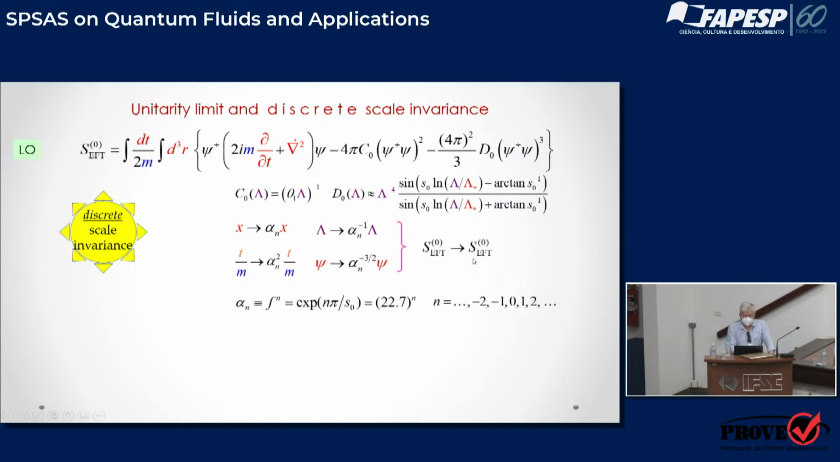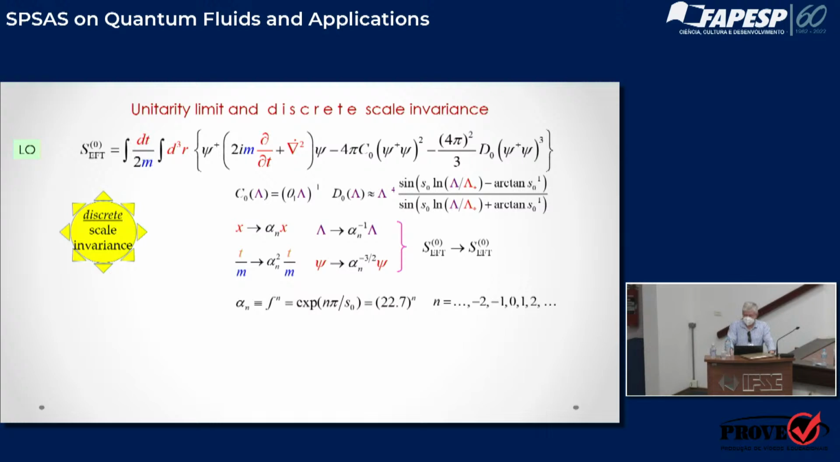So if I now look at my action at leading order with the three-body force, these first two terms are what I had before when I discussed the two-body system with continuous scale invariance. Now I have this extra term with a force that has this form here. If I try to do a scale transformation to the system, I observe that the action is still invariant, with the caveat that this parameter, which before was continuous, now takes discrete powers of a certain factor, which is exponential of pi over s0, a factor of 22.7. So that's why we call this discrete scale invariance: the scale invariance we had before, but with a parameter that can only take certain values.